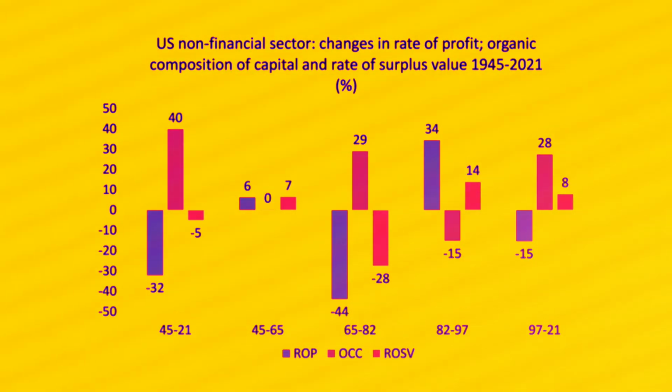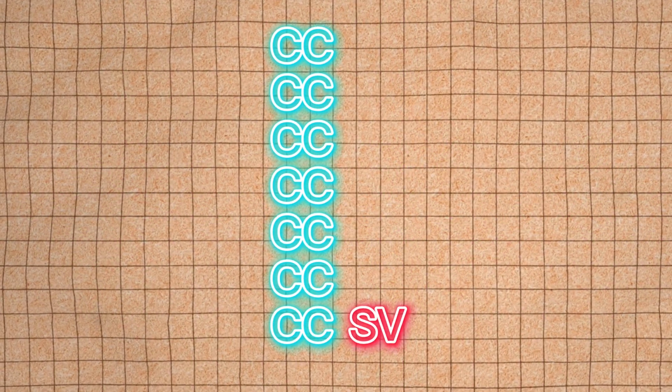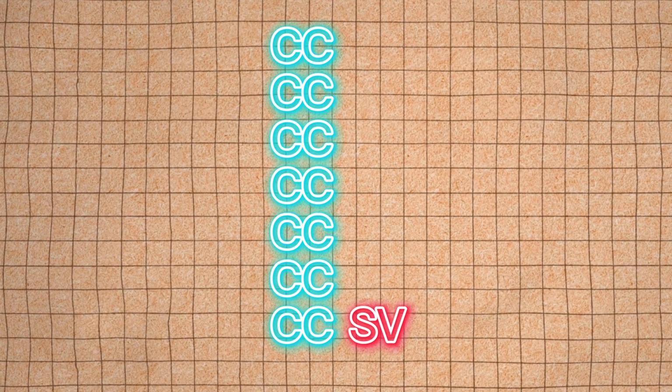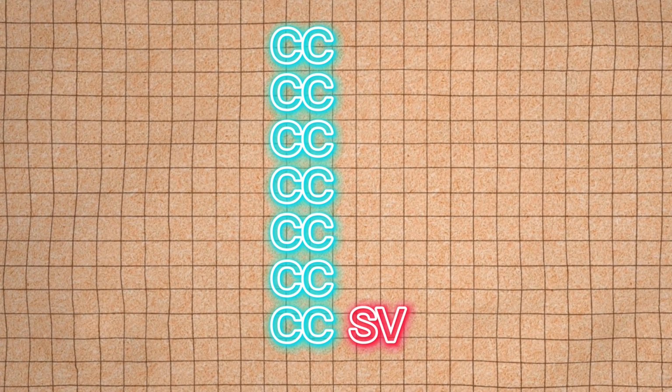Michael Roberts shows the changes in the organic composition of capital, which is just the ratio of capital to labor. So just looking at this data on the left-hand side, which considers the whole timeline here of 1945 to 2021, the organic composition of capital has risen by 40%, whereas the increase in the rate of surplus value has fallen absolutely by -5%, and the overall rate of profit has fallen by -32%. Effectively, automation is tending towards the abolition of surplus value. So we're heading historically towards a final absolute overaccumulation of capital.